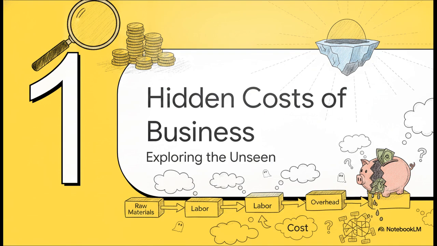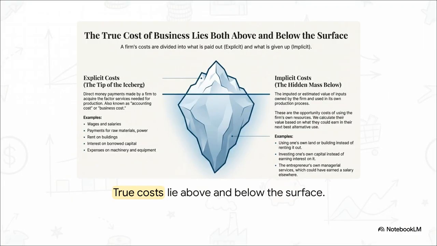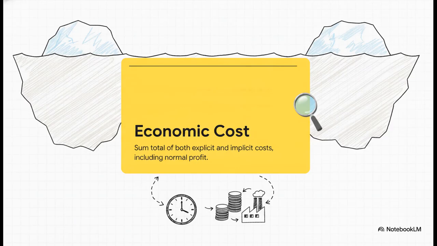All right, Section 1. The hidden costs of business. Think of a firm's costs like a giant iceberg. Above the water, you've got the tip. Those are your explicit costs, the actual cash paid out to run the show, the accounting cost. But right below the surface, there's this massive hidden chunk of ice. Those are your implicit costs. These are the estimated values of inputs the firm already owns and uses. It's what those resources could have earned doing literally anything else. So, when you add both the visible tip and that massive hidden chunk together, you get the true economic cost.